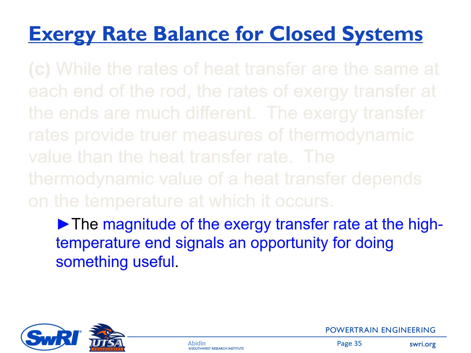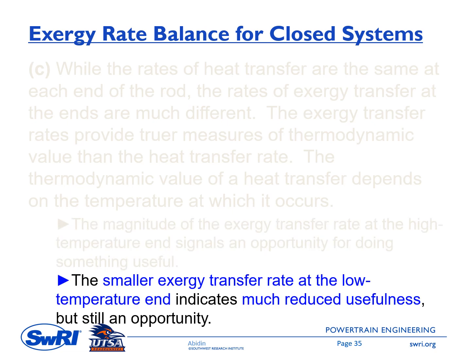And the magnitude of exergy transfer rate at high temperature hence signals an opportunity for doing something useful. Therefore, on the left side, because the end temperature is higher, you have higher exergy transfer. And on the right side, the end temperature is low, so it has lower exergy transfer. The smaller exergy transfer rate at the low temperature end indicates much reduced usefulness, but still there's an opportunity there because we still have 3 kilowatt. So you can use this 3 kilowatt maybe for heating water or something else. But if you let it go, then it will be just an exergy loss.